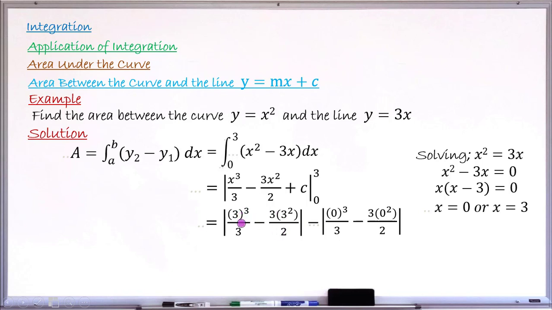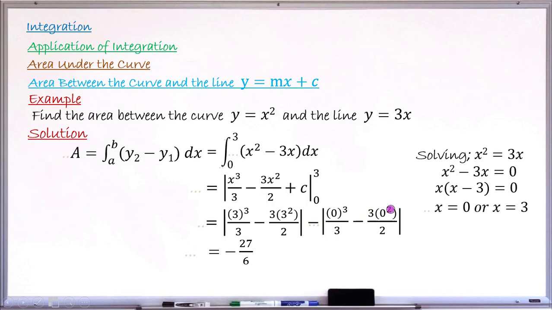So I have 27 over 3 minus 27 over 2. Using the LCM to do that subtraction, the LCM of 3 and 2 is 6. If you do that correctly, you're now going to have minus 27 over 6 as the result of this very part. And for this second part, 0 raised to 3 is 0.